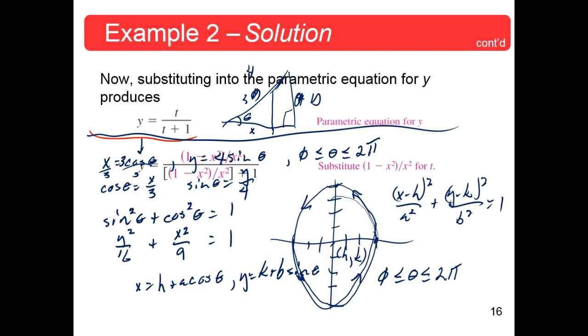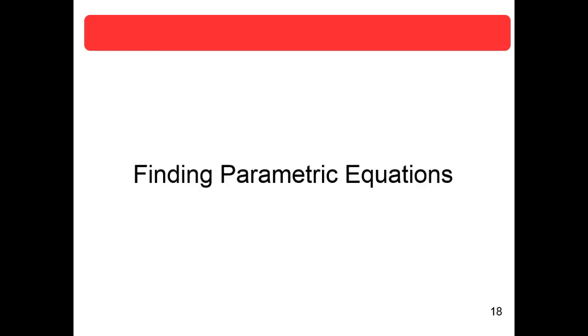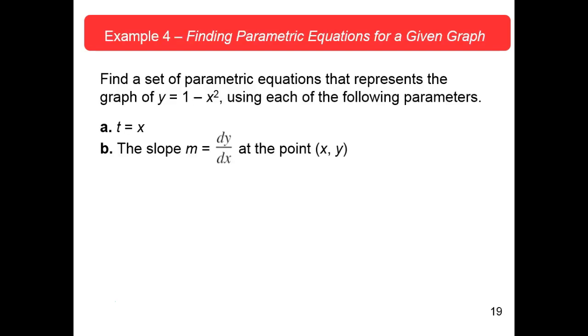So that leads to, well, it doesn't really lead to it, but the next thing we get to is finding the parametric equations. Up till now, they've given you the parametric equations and said find the curve. Now they're going to describe a curve or do something with it, and then say you find the parametric equations. Okay? So we jump right into example 4. Find the set of parametric equations that represents the graph of y is equal to 1 minus x squared using each of the following parameters. Okay, we'll get there in a second.